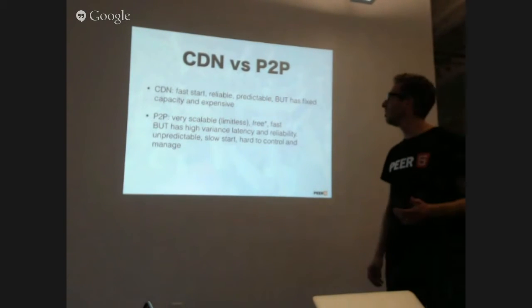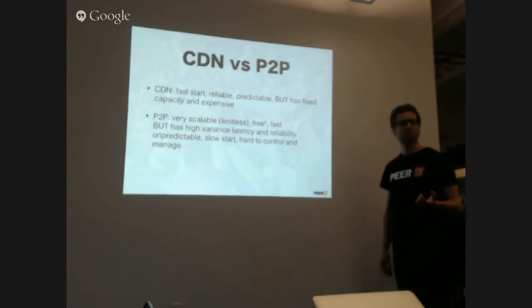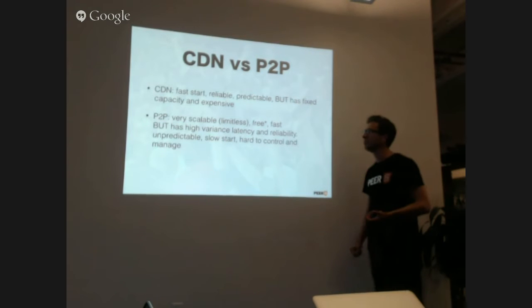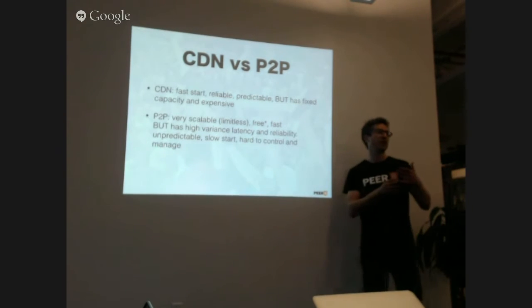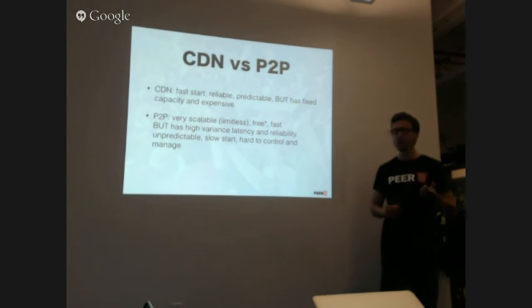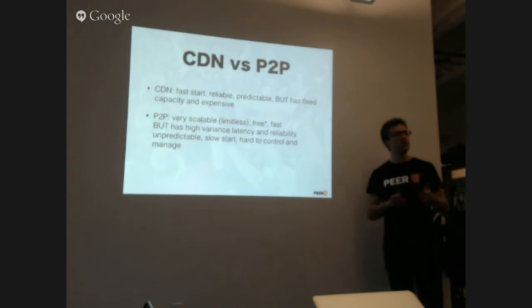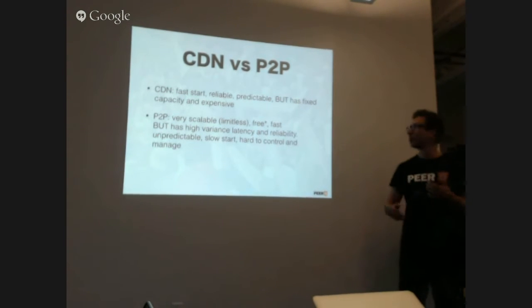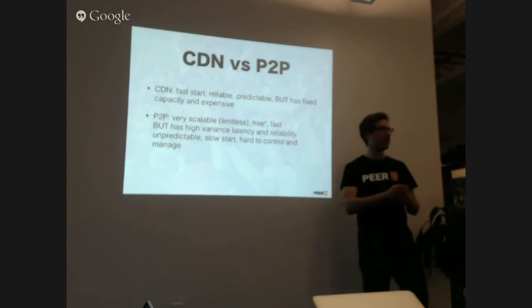If we compare CDN with peer-to-peer, CDNs have many advantages. They work very well on the web. As you load a web page, you can instantly grab content from the CDN, even with DNS resolutions and TLS handshakes, typically under 100 milliseconds, and you can start getting even video. And they're very reliable and very predictable. But the problem is that they're expensive and you need to plan your capacity.